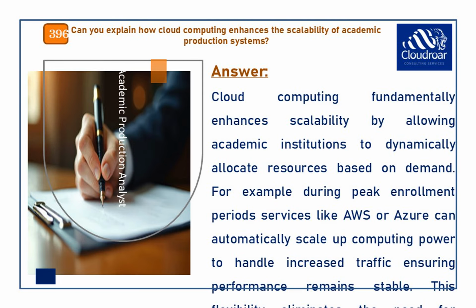Question 396. Can you explain how cloud computing enhances the scalability of academic production systems? Cloud computing fundamentally enhances scalability by allowing academic institutions to dynamically allocate resources based on demand. For example, during peak enrollment periods, services like AWS or Azure can automatically scale up computing power to handle increased traffic, ensuring performance remains stable.